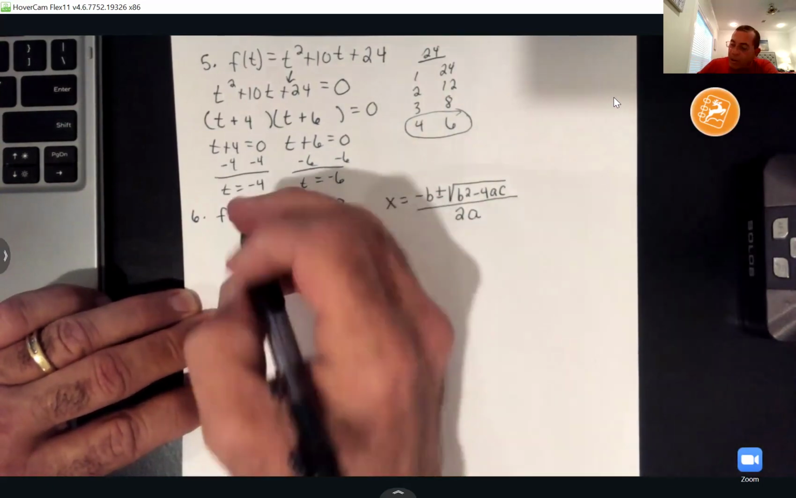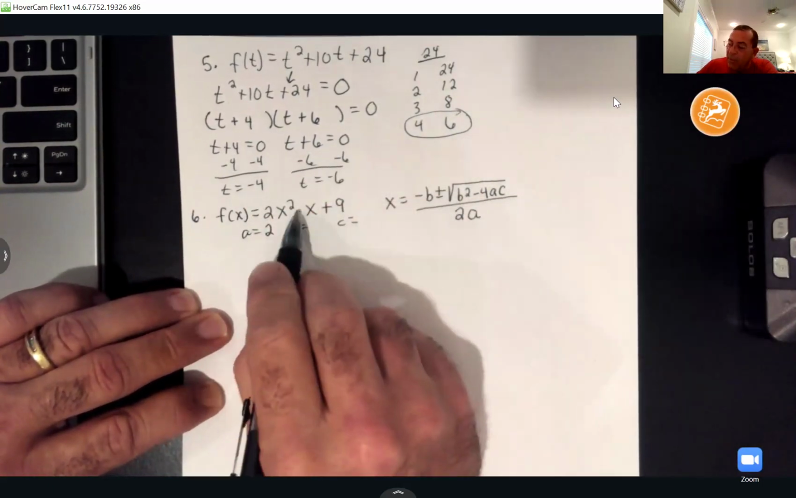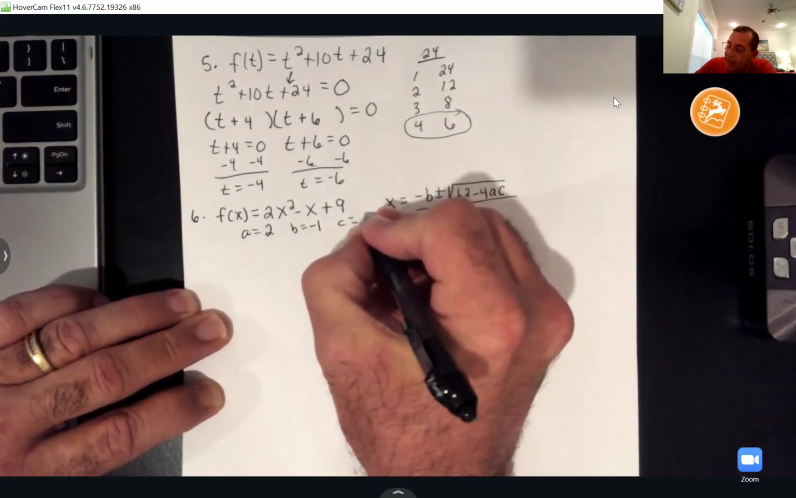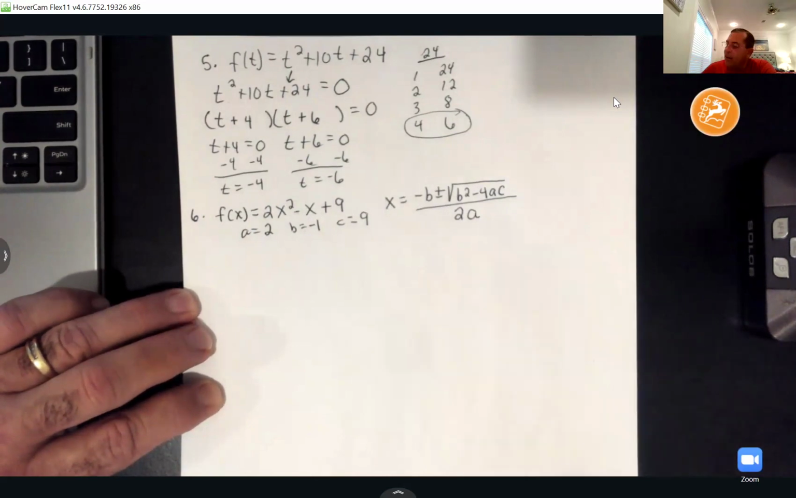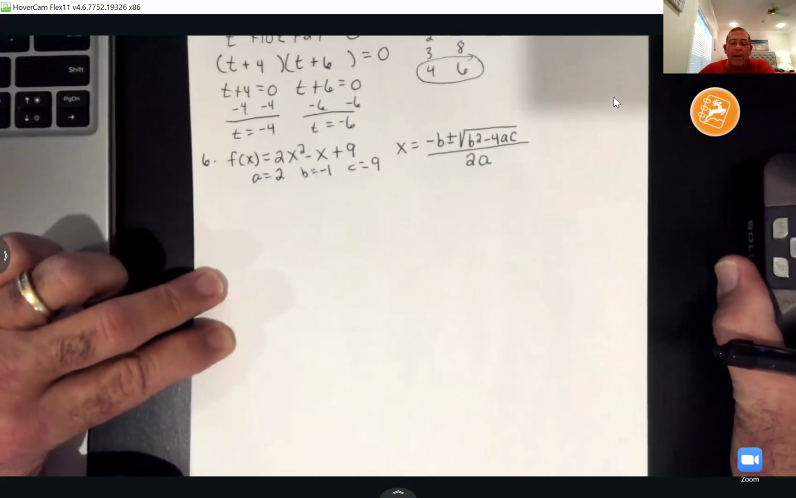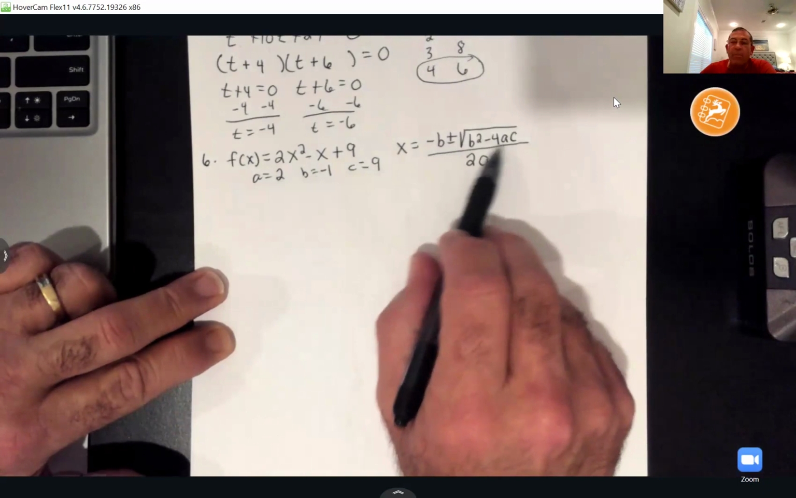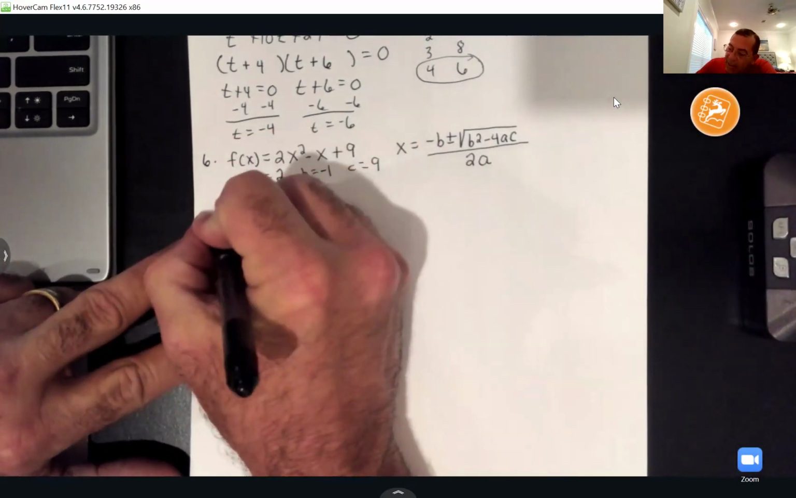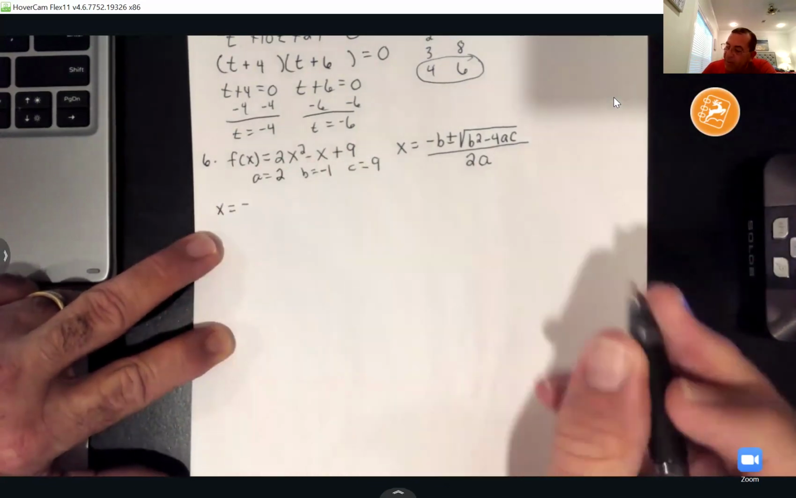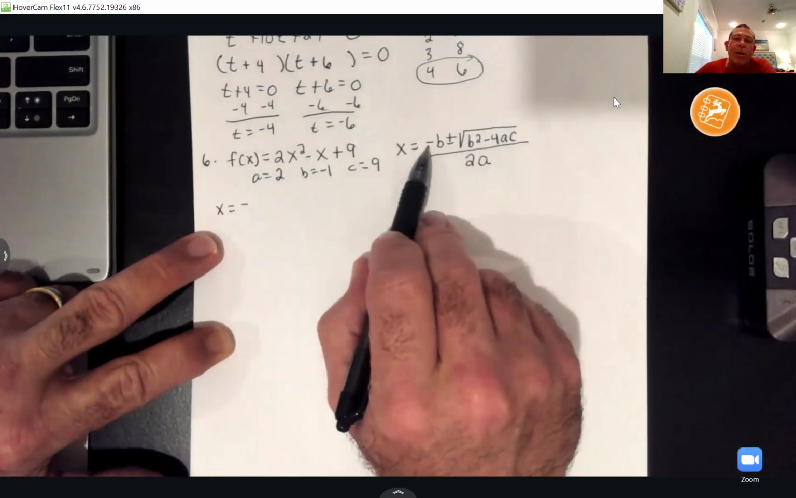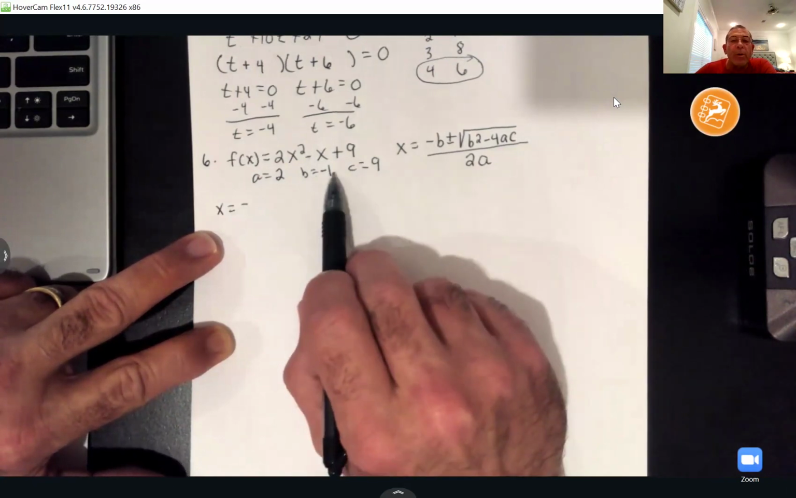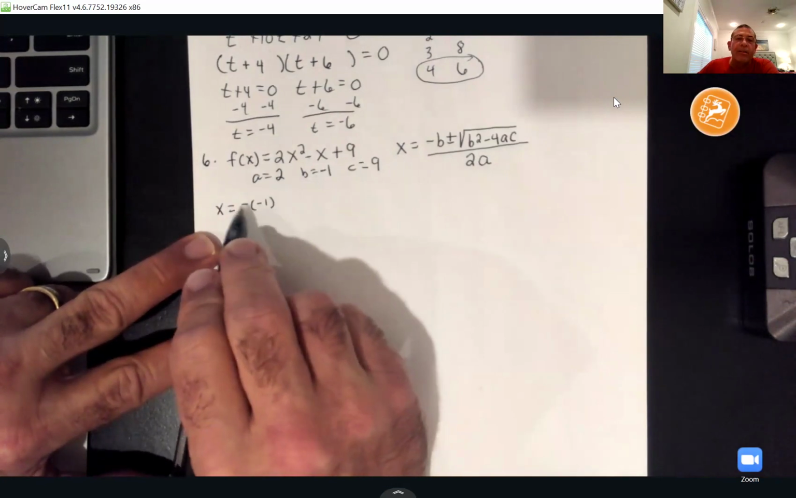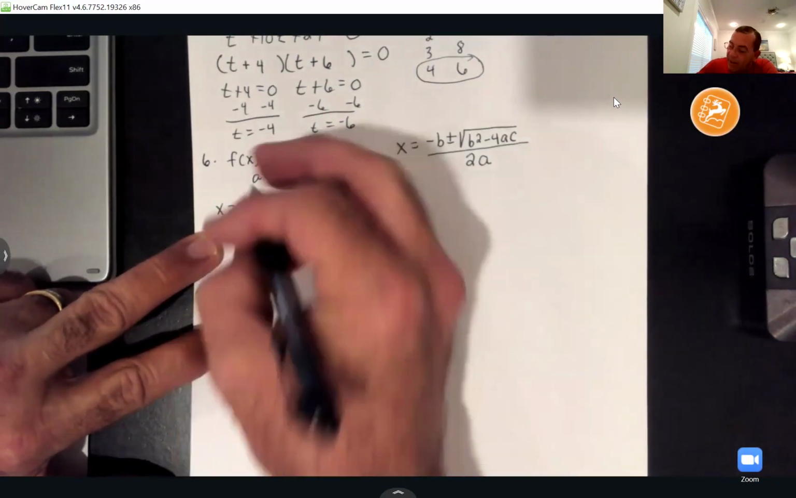A will be a positive 2. B will be a negative 1. And C will be a positive 9. So y'all, at this moment, I'm just going to start plugging numbers in for my A, B, and C over here. So x equals negative. You got to write that negative no matter what. Then put in b, which is a negative 1. So I'm only using parentheses to separate the two signs there.